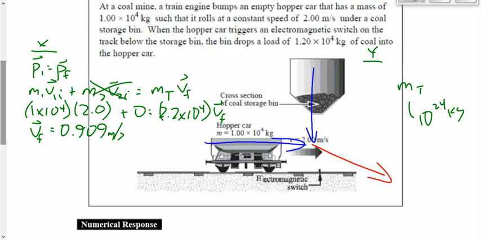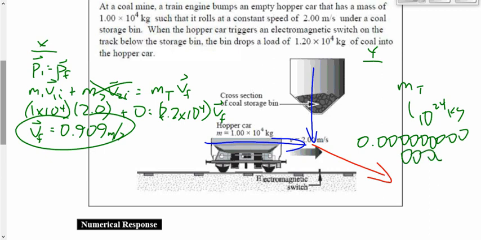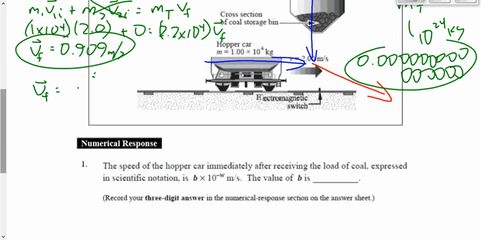So what's our answer? Well, this combined with this, however many zeros it should end up being, when I combine this with this, it becomes just this, right? So my answer is 0.909. I'm going to express that in scientific notation because that's the way they asked me to do that: 9.09 times 10 to the negative 1.